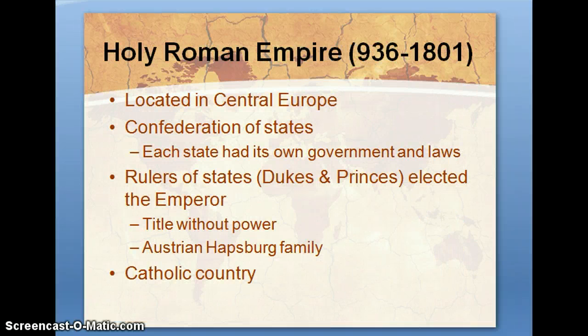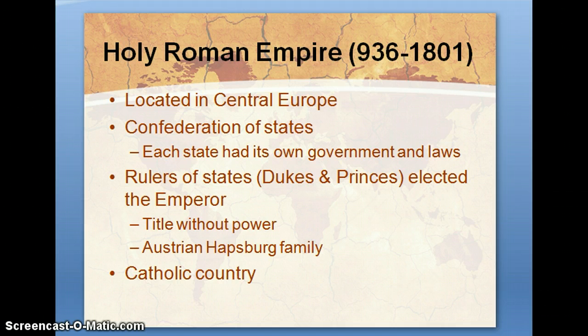However, after a while, they don't really have to worry about France so much, so the emperor becomes a title without power. The emperor doesn't really have as much power anymore. It's also going to be ruled by the Austrian Habsburg family. So instead of being elected, it kind of turns into a hereditary dynasty where the emperor title passes from father to son. The Holy Roman Empire is also a Catholic country or a Catholic confederation. It is supported by the Pope.